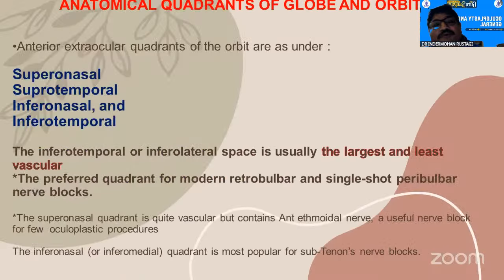Before going into that, there are a few anatomical quadrants of the globe and orbit. There are 4 quadrants: supranasal, supratemporal, infranasal, and infratemporal. The infratemporal space is the largest and the least vascular, which is the preferred quadrant for modern retrobulbar and single shot peribulbar blocks. The supranasal quadrant is quite vascular, but contains the anterior ethmoidal nerve. Usually in oculoplastic procedures, this quadrant is preferred.